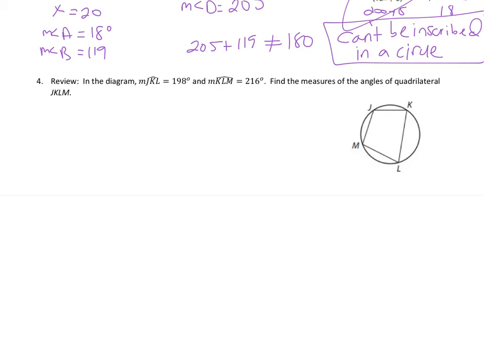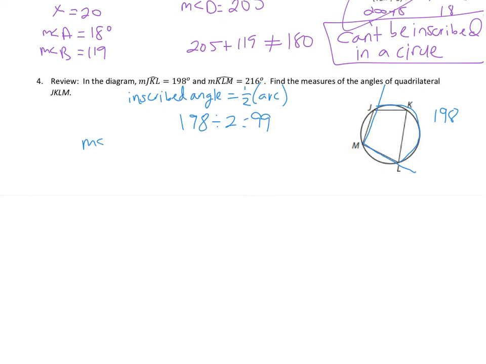For this last one on here, we are still using quadrilaterals, but we're tying in our inscribed angles with this. So if we know the arc JKL, which is what this angle opens up to, and that is 198 degrees. Remember that our inscribed angle is going to be half the size of that arc. So if we take 198 degrees and divide that by 2, that gives us 99. So the measure of angle M is going to be 99 degrees.